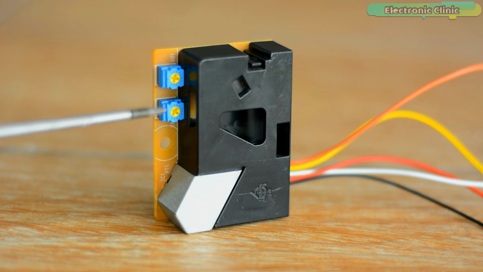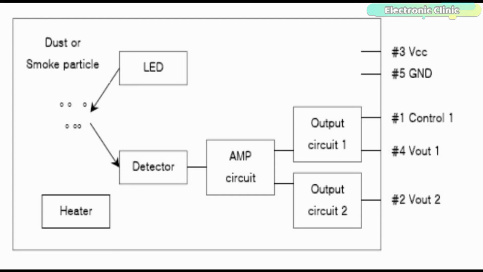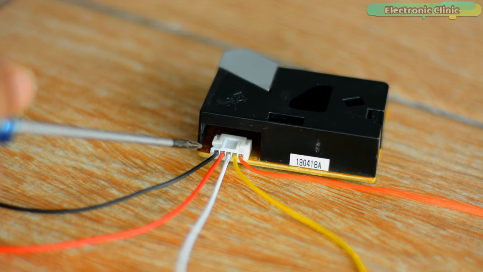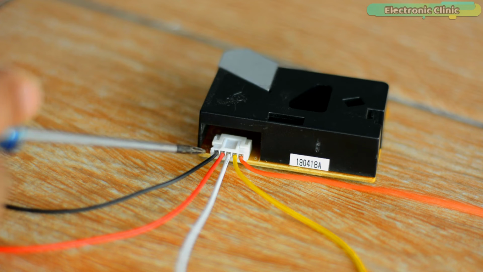The DSM501A consists of a light emitting diode, LED lamp, detector, signal amplifier circuit, output drive circuit 1, output drive circuit 2, and heater induced airflow. It has a total of 5 wires, and don't get confused with the colors, just follow the pin numbers as per the datasheet.